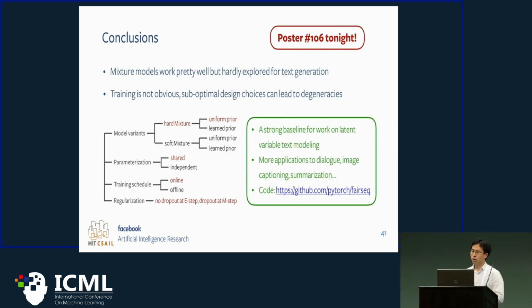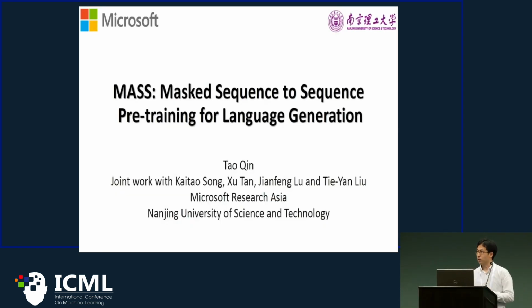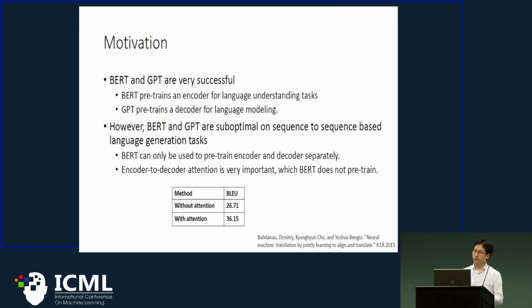I will present our work, a new pre-training method for language generation. This is joint work with Kai Tao, Xu Jianfeng, and Tian. First of all, you may ask, given that BERT and GPT are very successful, why do we need new pre-training methods? Of course, because we are researchers, we always want something new. Just kidding.